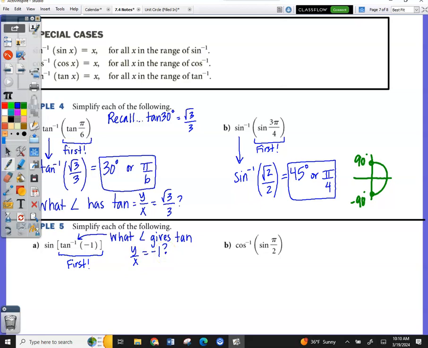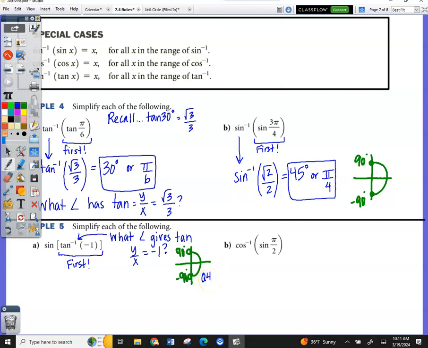It's going to be 7 pi over 4. So now we have to think of our tan restriction. Tan runs from -90 to 90. If we're dividing two numbers that match and we're getting negative, then we're clearly in quadrant 4.